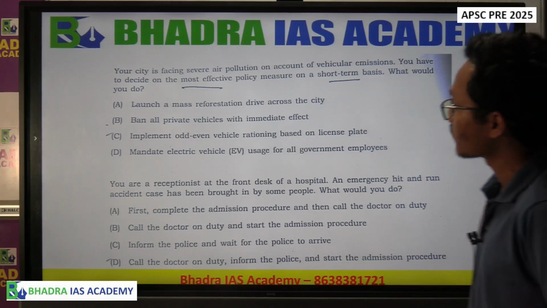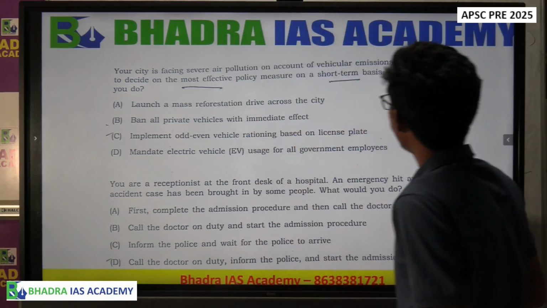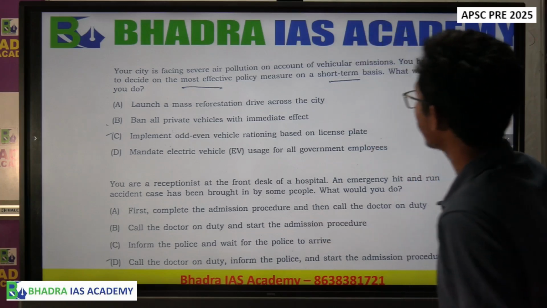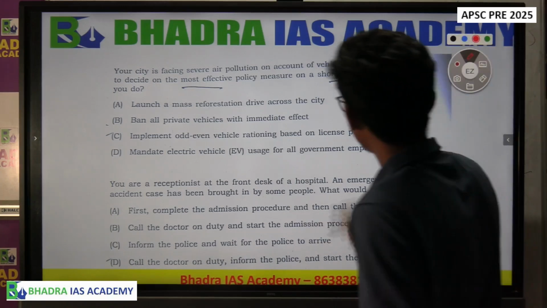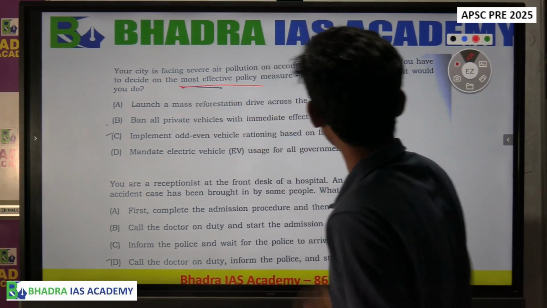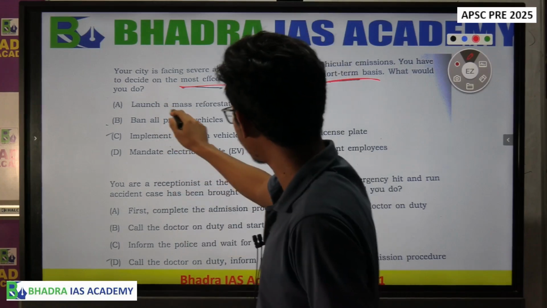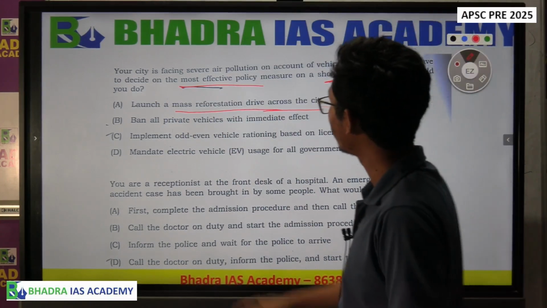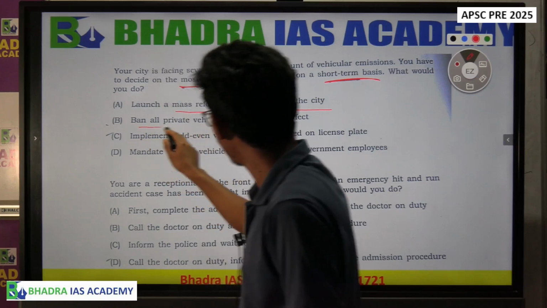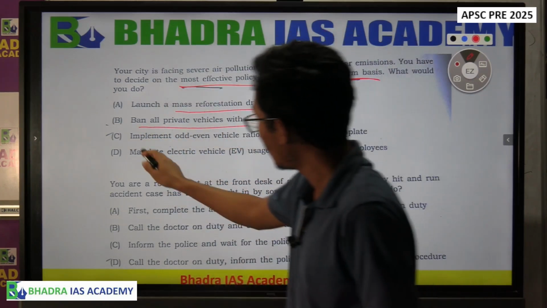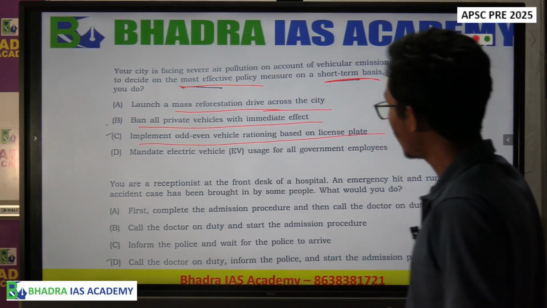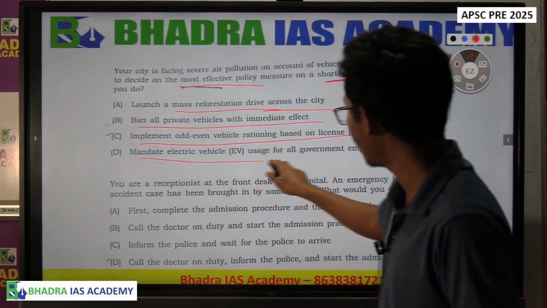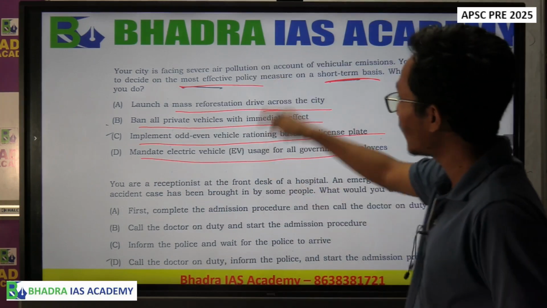Your city is facing severe air pollution on account of vehicular emissions. You have to decide on the most effective policy measures on a short-term basis. Okay, short term and most effective policy are mentioned. What would you do? Launch a mass reforestation drive across the city; ban all private vehicles with immediate effect; implement odd-even vehicle rationing based on license plate; mandate electric vehicle use for all government employees.